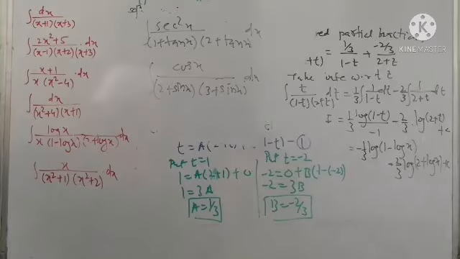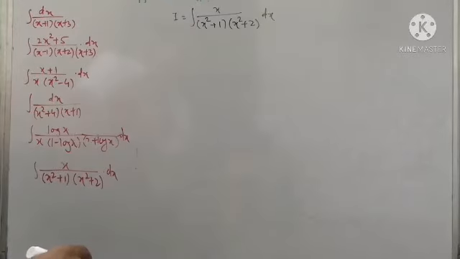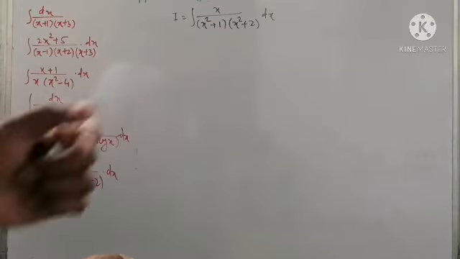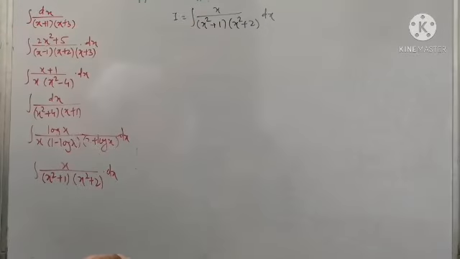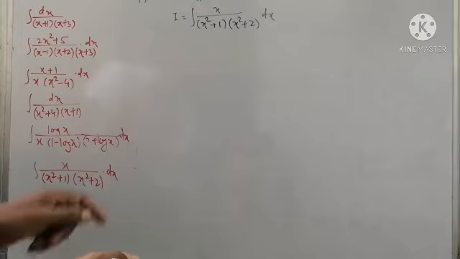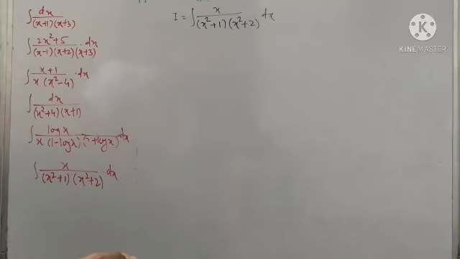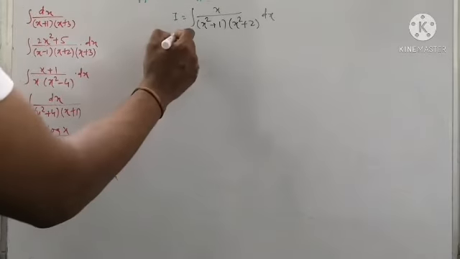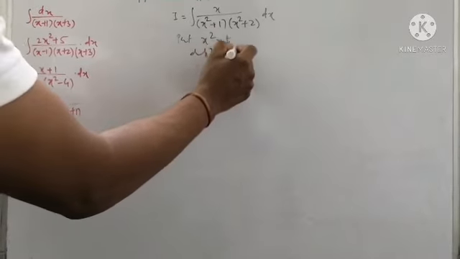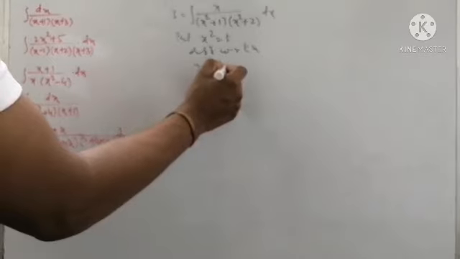to evaluate the integration. I is equal to the integration of x divided by (x square plus 1) into (x square plus 2). As the denominator is factorized into quadratic polynomials of x, you can observe here that in both factors we have the term x square, and the derivative of x square is 2x. So in this example, instead of taking direct partial fractions to evaluate the integration, we use the substitution method and put x square equal to t, and we differentiate this with respect to x, we get 2x dx is equal to dt.